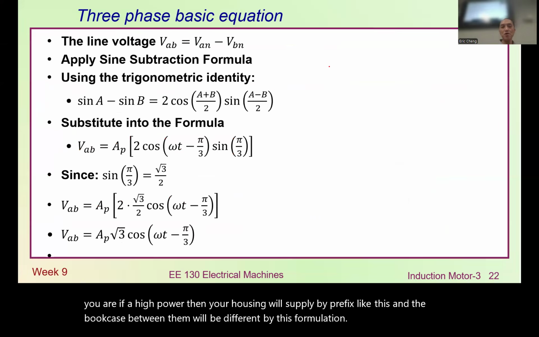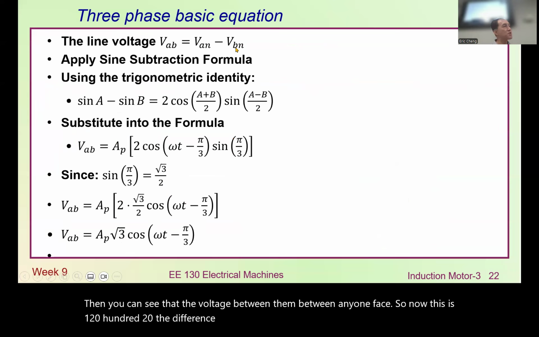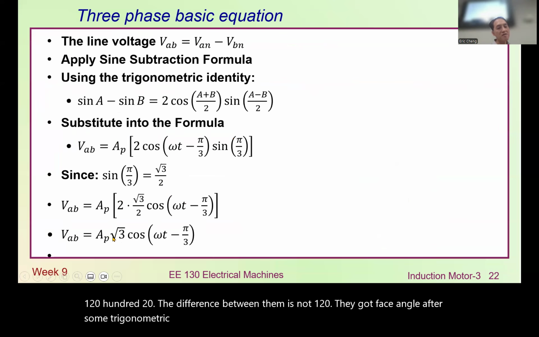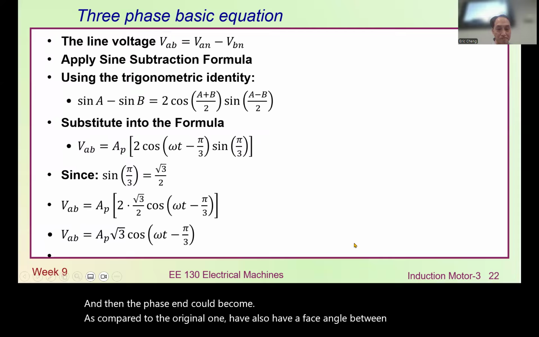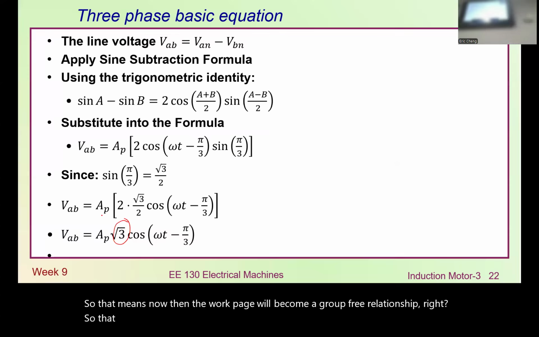Then you can see the voltage between any two of the phases. Now this is 120, 120, but the difference between them is not 120. They have a phase angle, and after some trigonometric functions you end up with a √3. The phase angle between them also differs from the original one. So the voltage becomes a √3 relationship, which means when you calculate the single phase voltage to the line voltage, there will be a √3 relationship.